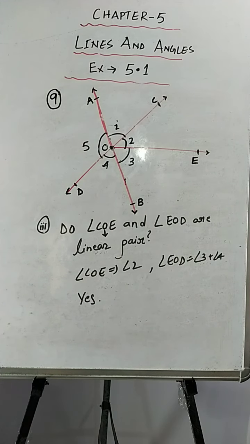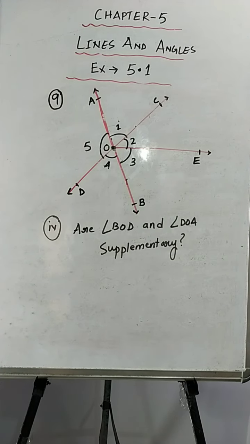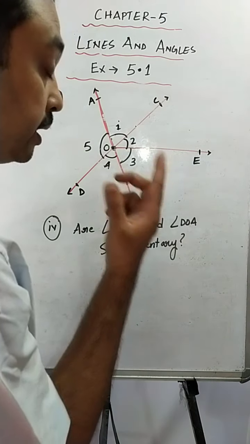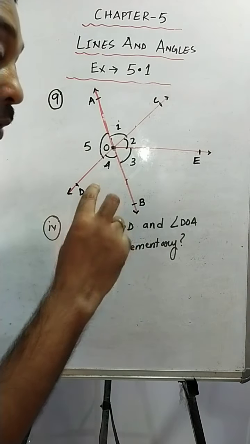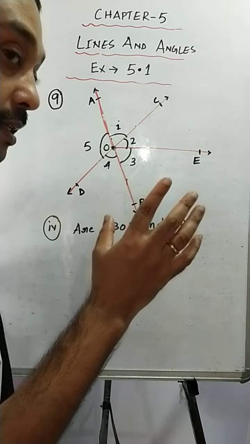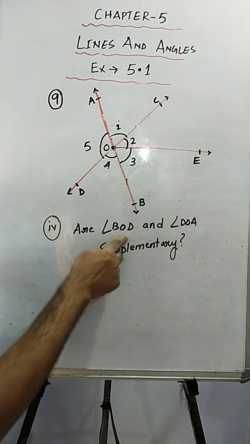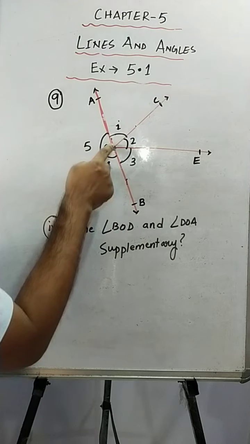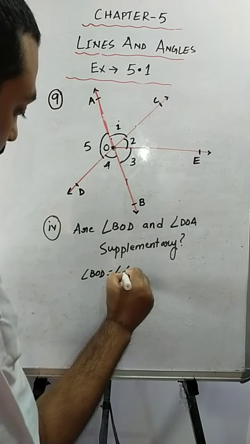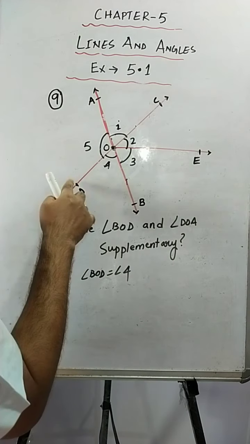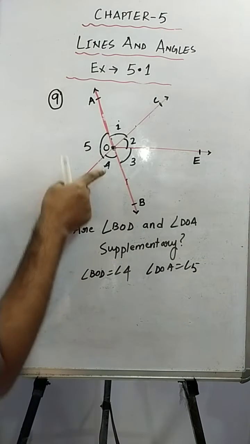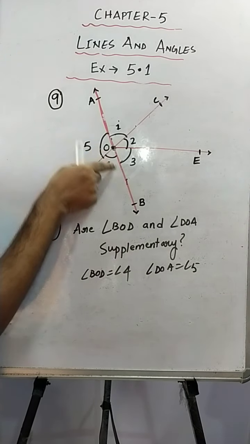Okay students, now let's move on to sum number 4. Are BOD and DOA supplementary? What is a supplementary angle? Two angles that add up to 180 degrees, isn't it? So those two angles are said to be supplementary angles. Now where is BOD? BOD is angle 4, students. And DOA is angle 5. Now angle 4 and angle 5 add up to 180 degrees.